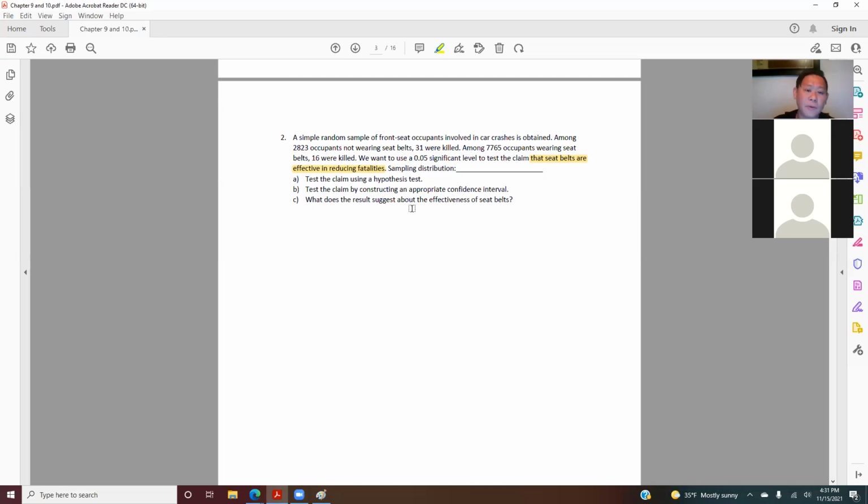We got a simple random sample of front seat occupants involved in car crashes. Among 2,823 occupants not wearing seatbelts, 31 were killed. Among 7,765 occupants wearing seatbelts, 16 were killed. You need to use a 0.05 significance level to test the claim that seatbelts are actually effective in reducing fatalities.